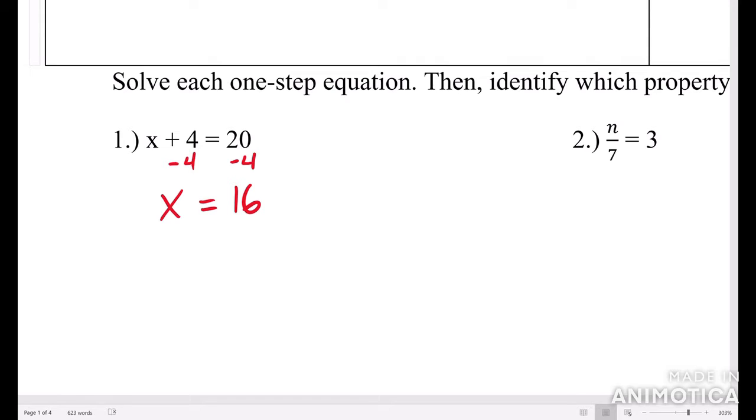Now we need to identify what we just used. I already mentioned it. It was the subtraction property of equality. And you can abbreviate this stuff if you'd like. Subtraction. I'm just going to write prop of equality.